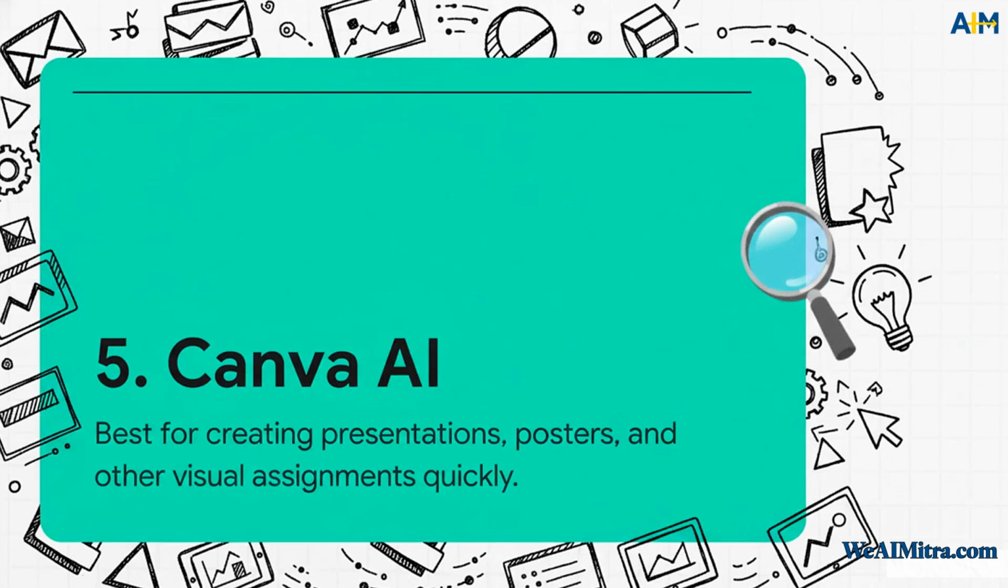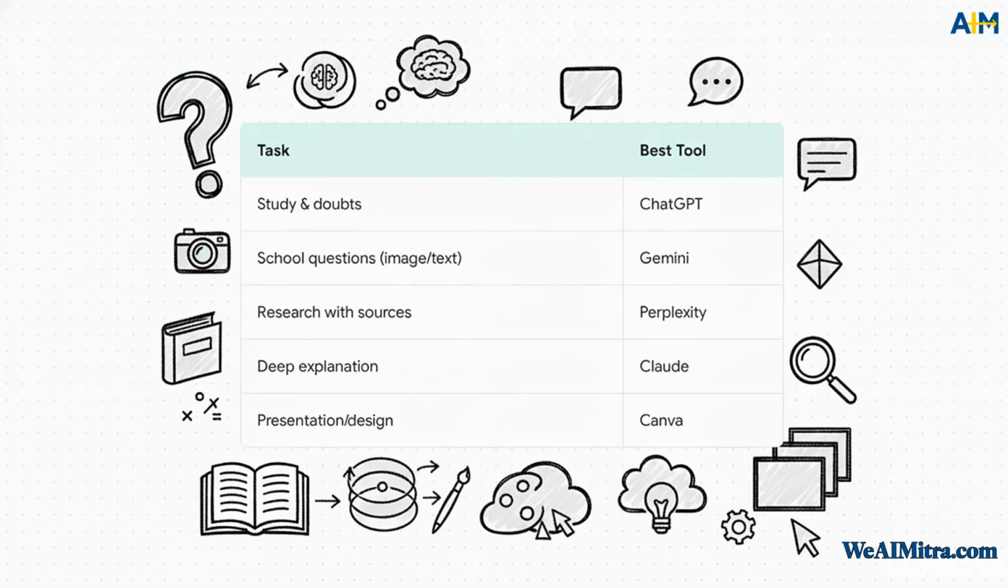And last but not least, let's not forget about the visuals. Canva AI is basically your secret weapon for making incredible presentations, posters, and graphics, even if you have absolutely zero design skills. You just tell it your topic, and it helps you whip up a professional-looking project in just a few minutes. And here it is, your quick cheat sheet. This little chart breaks it all down super simply. Got a general doubt? Head to ChatGPT. Need research with actual sources? That's Perplexity. Making a presentation? Canva's your go-to. You see, when you have the right toolkit, it really is that simple.